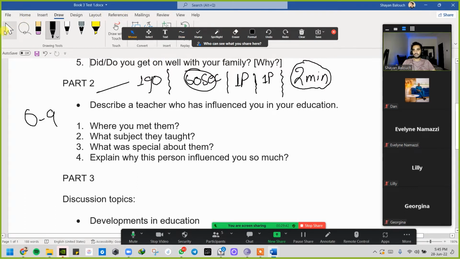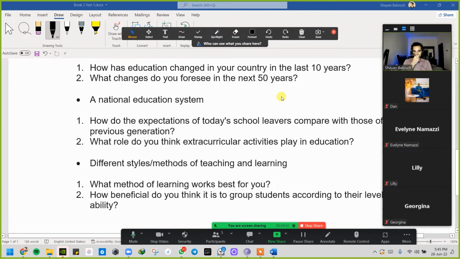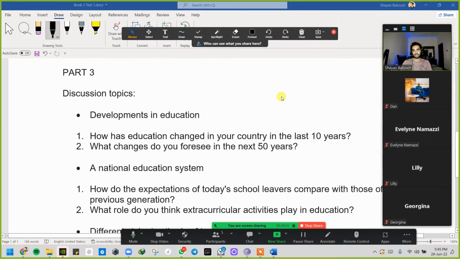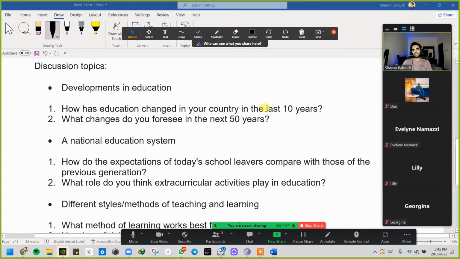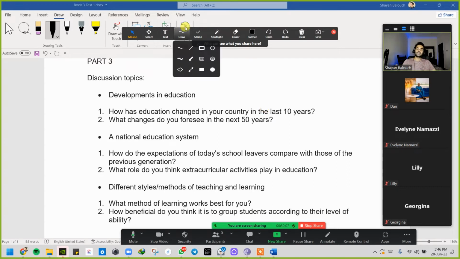Okay, now moving further with the information that we're going to be having here. Now let me clear out all the drawings that we just made. Now let's talk about part number 3, the discussion topics. Usually part 3 is called the follow-up questions of part 2, because the topics are always connected, interlinked, or similar to what you have been asked in part 2.